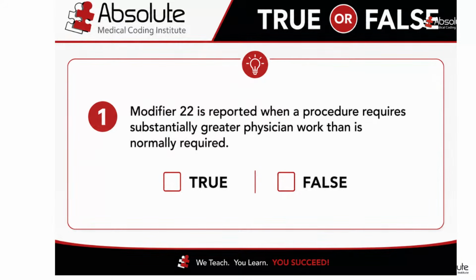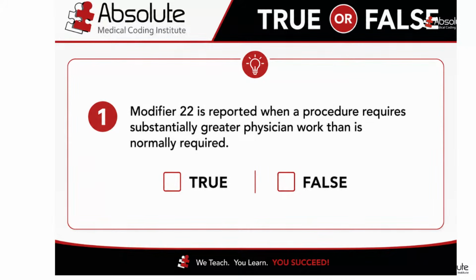All right. So we got some questions. I want to know what you know. Modifier 22 is reported when a procedure requires substantially greater physician work than is normally required. True or false? What say you? And feel free to answer. Don't wait until I finish reading it. If you want to answer it quickly, go right ahead because we are a couple of seconds delayed and don't let me slow you down.